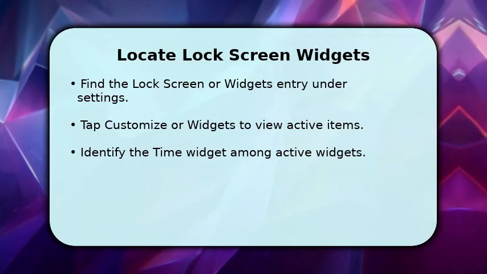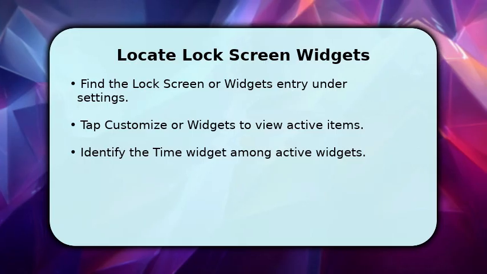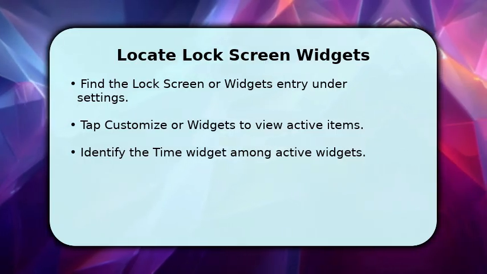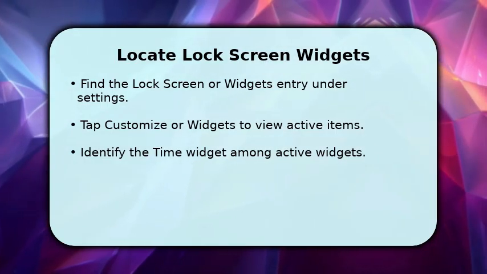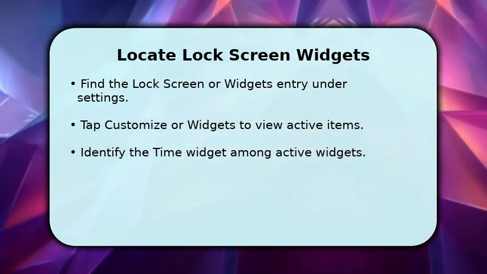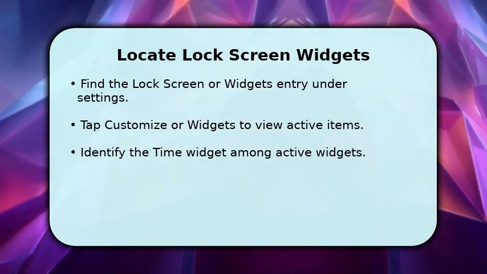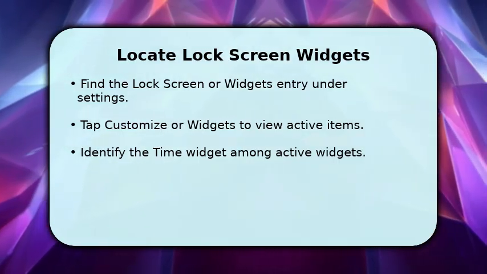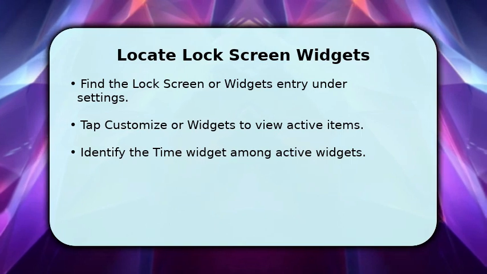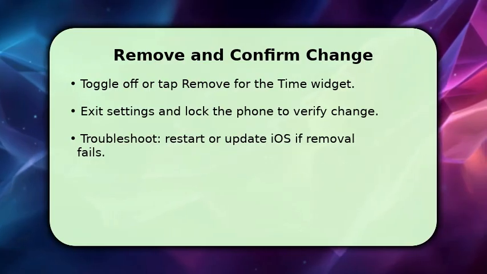Tap Customize or Widgets to reveal the list of items that appear on the lock screen and look specifically for the time widget entry. Tap the time widget to open its options. Some versions show a remove or toggle control. If you don't see a separate time widget, use Edit to remove any clock complication or third-party widget occupying the clock area. You now remove the time widget by toggling it off or tapping Remove, then confirm any prompts.